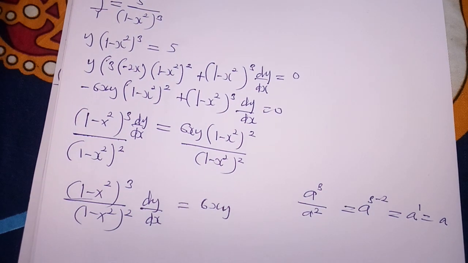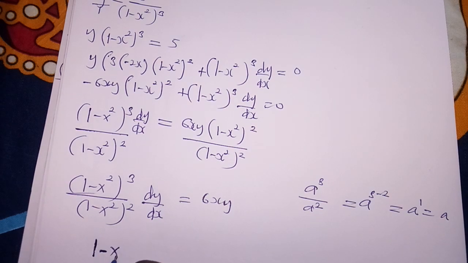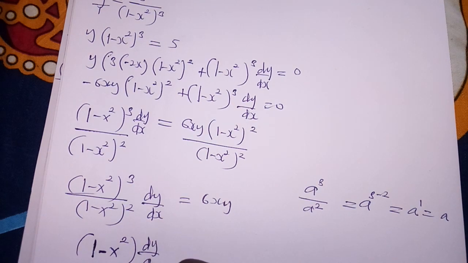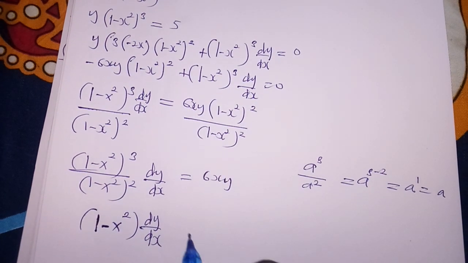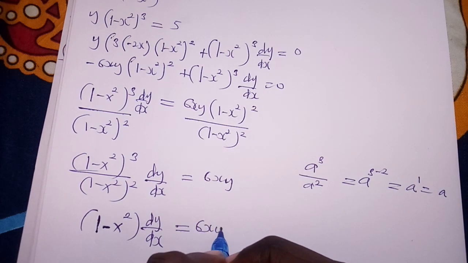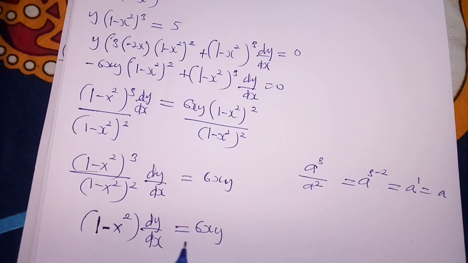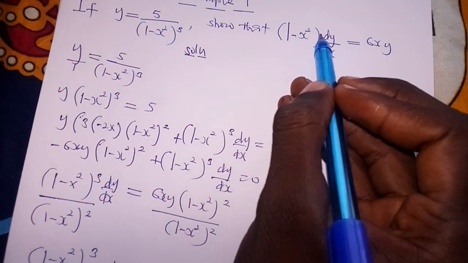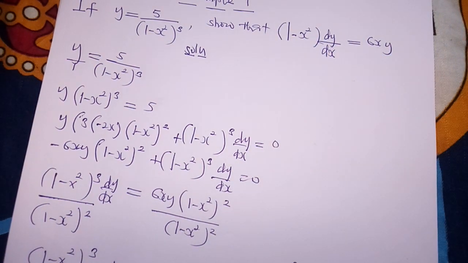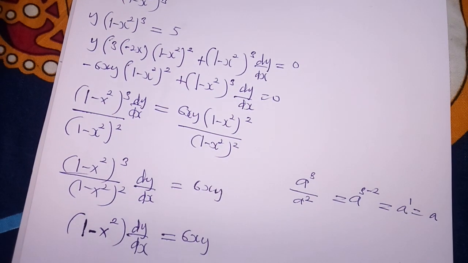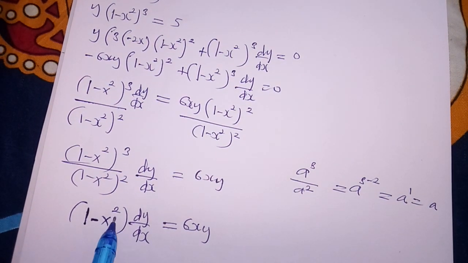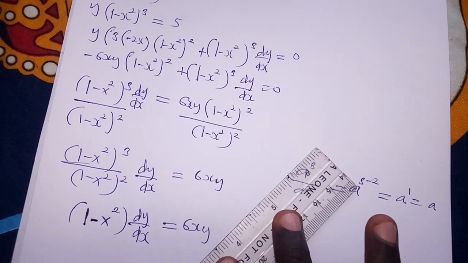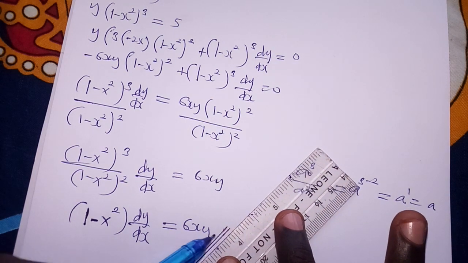Then this becomes (1 minus x squared) dy/dx, and it is equal to 6xy as required. Therefore, this is what we were asked to show. If you look at the proof, it's stated that we have to show that (1 minus x squared) dy/dx is equal to 6xy. That is exactly what we have at the end. So we have shown that the equation we were given equals this one.